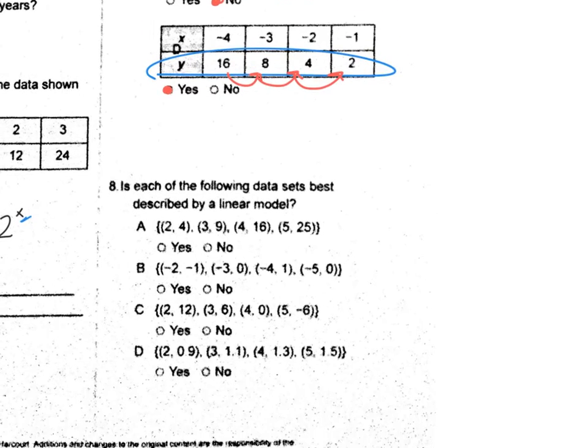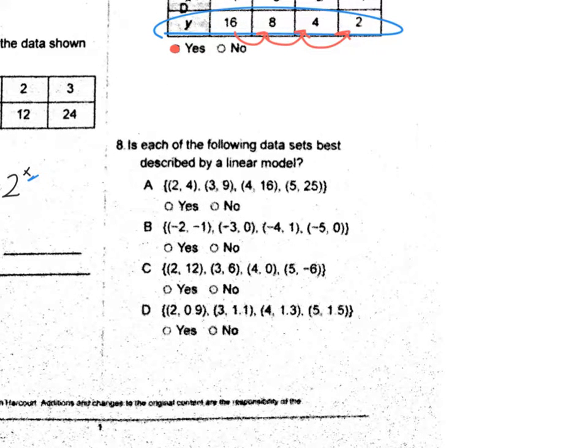Okay, question 8, really very, very similar. It's written in a slightly different format. So again, like the tables, we only care about these y values. This is saying which ones make linear. So exponential is when you have multiplication or division. Linear should make you think about arithmetic.